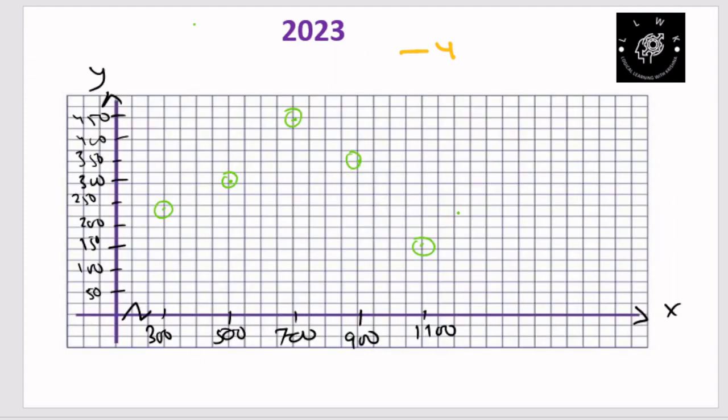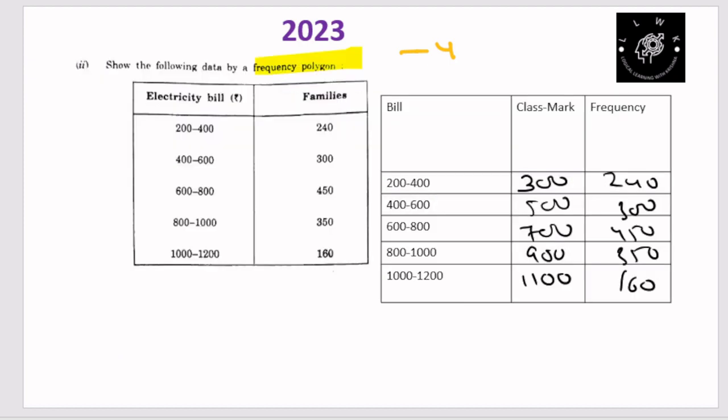So after getting all the points, what next you have to do? Join all the lines. Okay. How to join the lines? Simply, you have to join all these dots. And where it will end? So somewhere on the x-axis. Now this is your frequency polygon. Any doubts? You can watch my videos on frequency polygon in details, or else comment me, I'll help you out. This question is done and you got 4 marks.